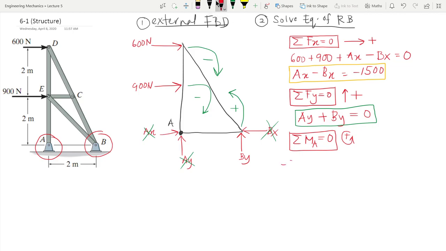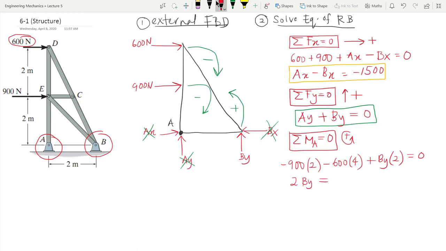900 is a negative. So negative 900 multiplied by the distance. It would be 2 meter. And then minus 600 multiplied by the distance. It would be 4 meter. Why it is 4? The distance from 600 Newton up until A, and it has to be perpendicular distance. And finally, you've got BY. BY is a positive, plus BY multiplied by 2 is equal to 0. This is the only equation that you're going to have, and you're going to find out what is BY.